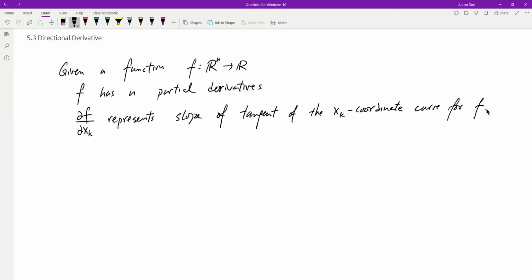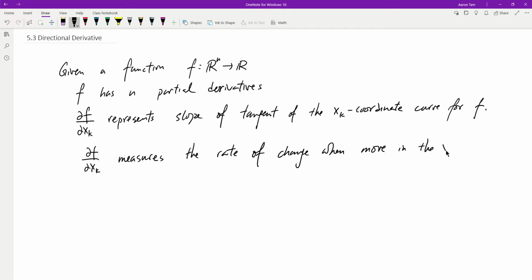And because it is related to the x sub k coordinate curve, it has the effect that you only allow the x sub k variable to change, which therefore has the geometrical meaning that df over dx sub k actually measures the rate of change when moving in the x sub k direction.